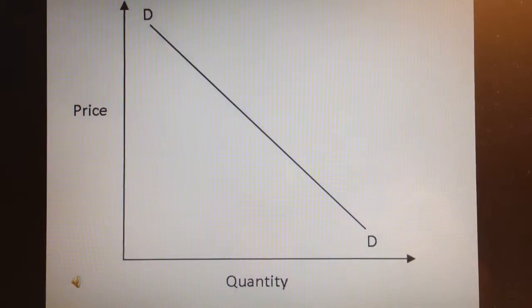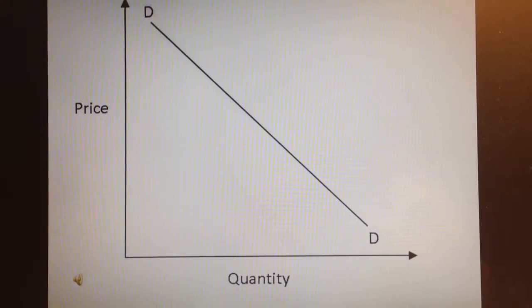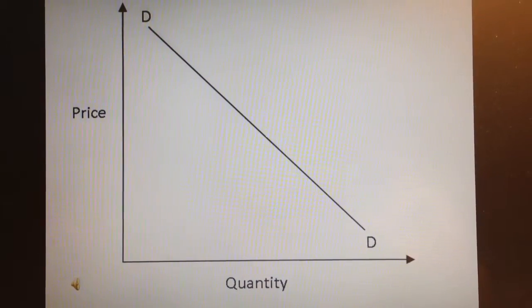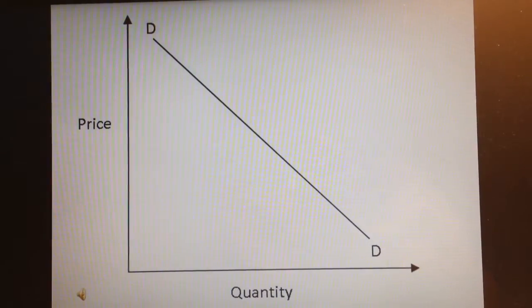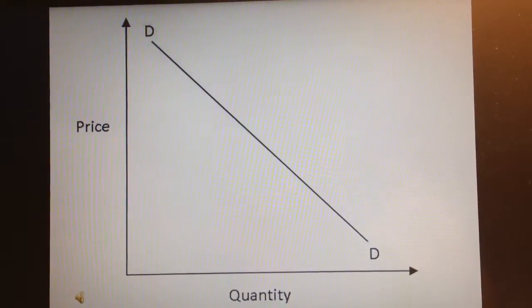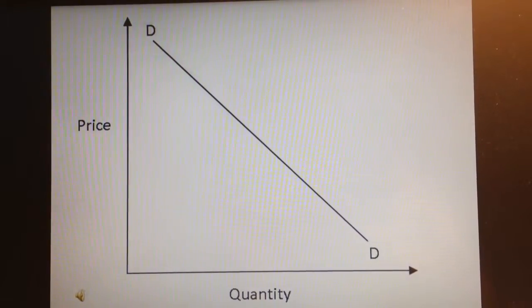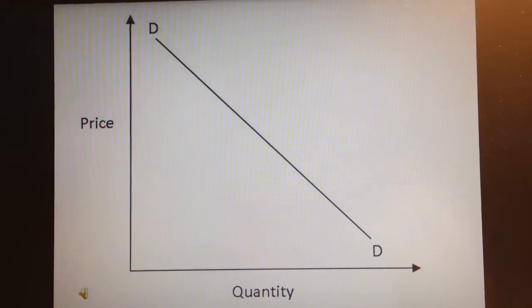Now let's look at a graph representing the law of demand. Here, quantity and price are inversely related, meaning that as price increases, quantity demanded will decrease. Or as a good becomes more expensive, less people will want to buy it.